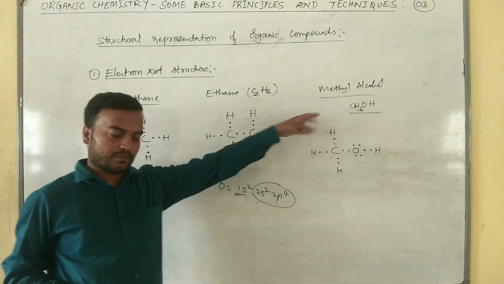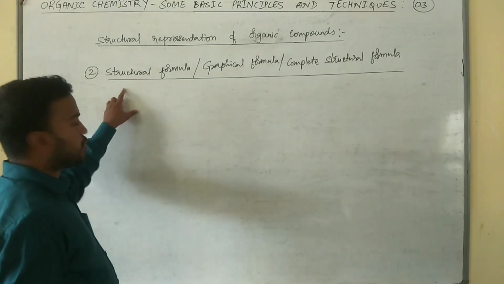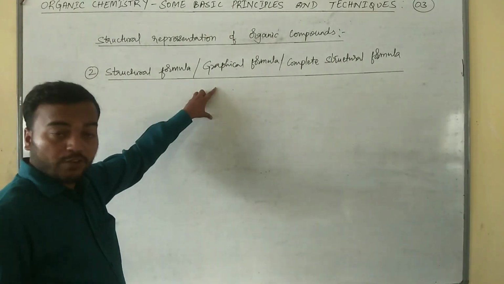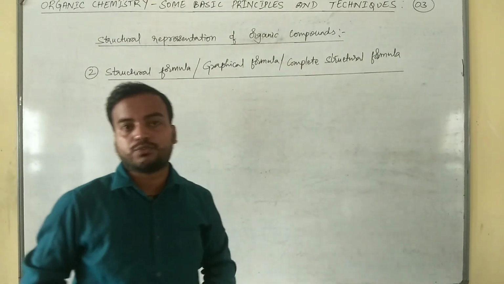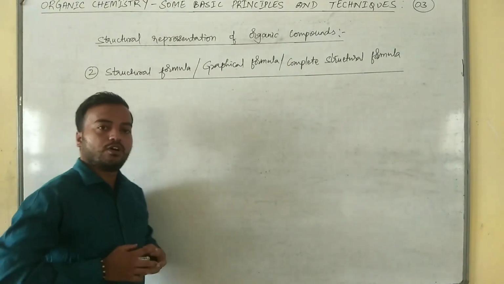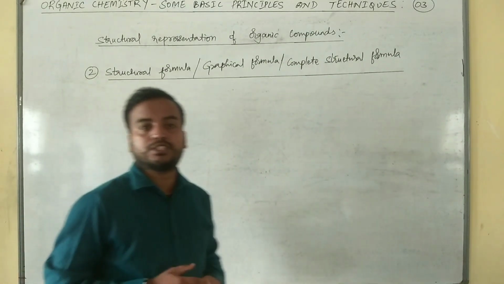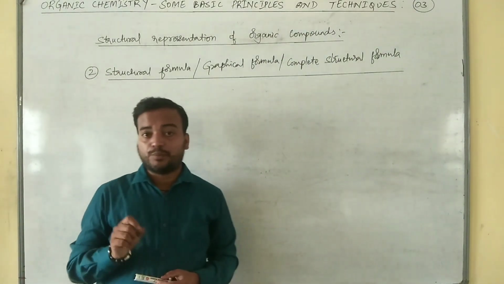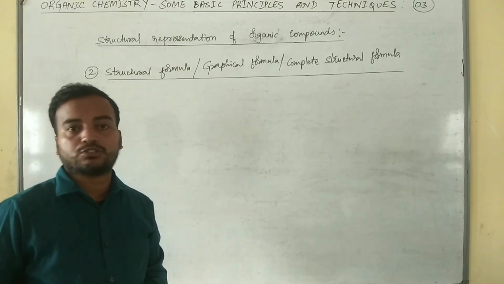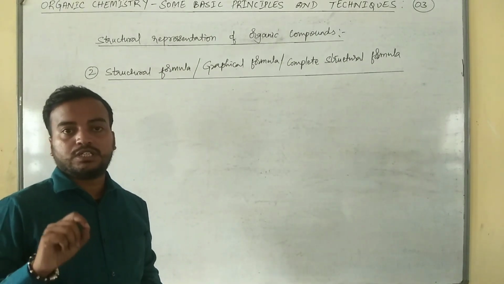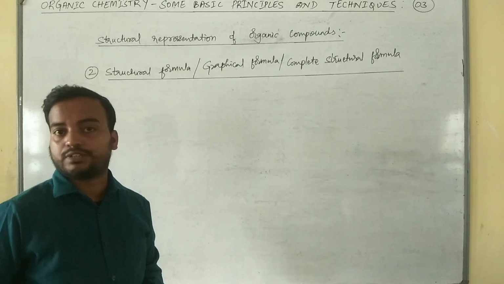Is that understood? Next one, the structural formula or graphical formula, also known as the complete structural formula. The structure of organic compounds can be represented in several different ways, but the most important is Lewis structures. The first one I taught, the electron dot structure or Lewis dot structure, is very very important.